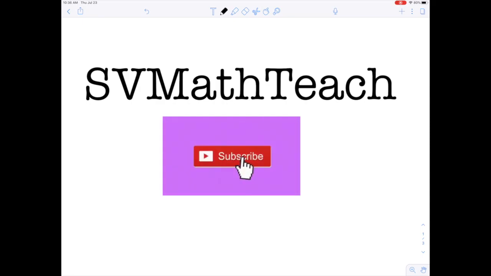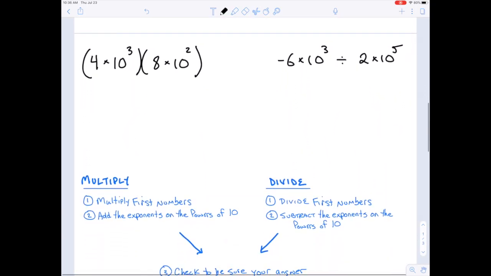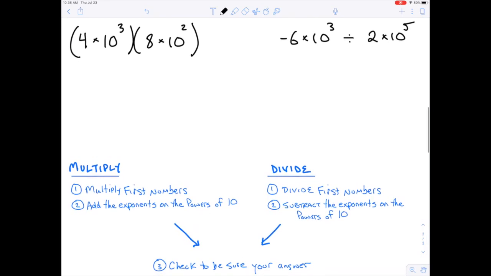Now let's begin multiplying and dividing scientific notation. Just like the previous video with adding and subtracting scientific notation, the steps are at the bottom in blue, and they're pretty similar. You're going to deal with the first numbers, then deal with the exponents, and then check to make sure your answer is in scientific notation.